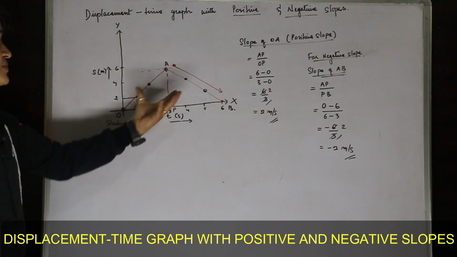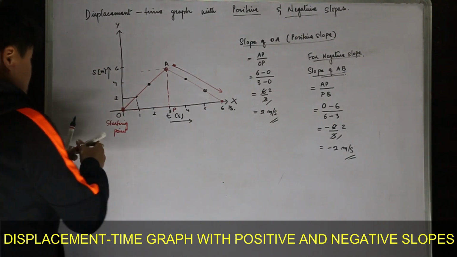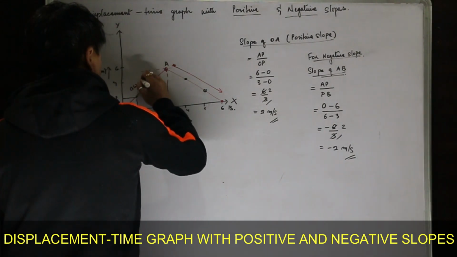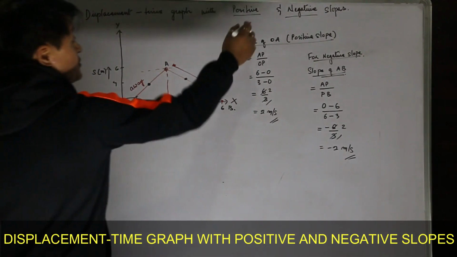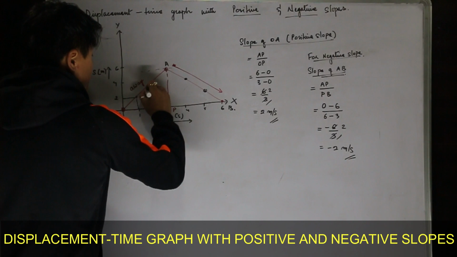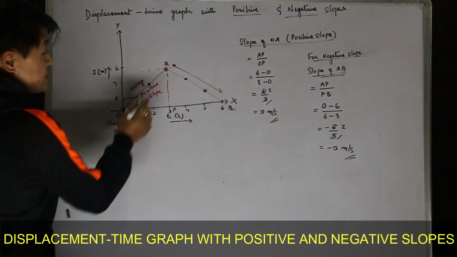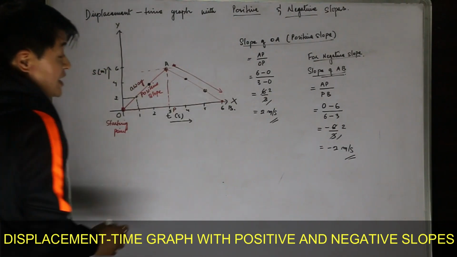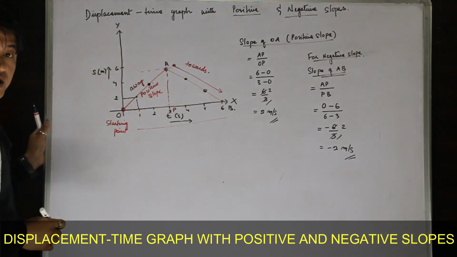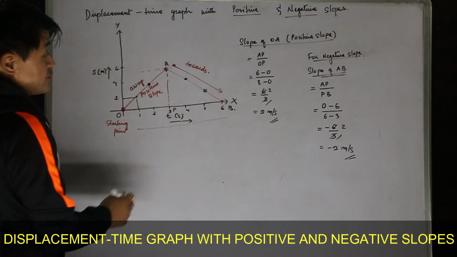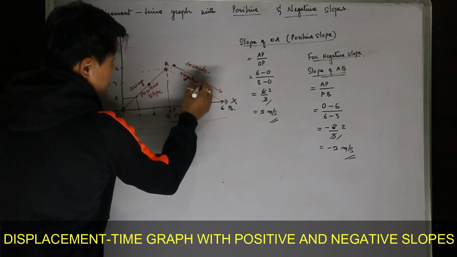So from here it is very clear that when the body is moving away from the starting point, the slope is considered to be a positive slope. And when the body is moving towards the starting point, then the slope formed will be a negative slope.